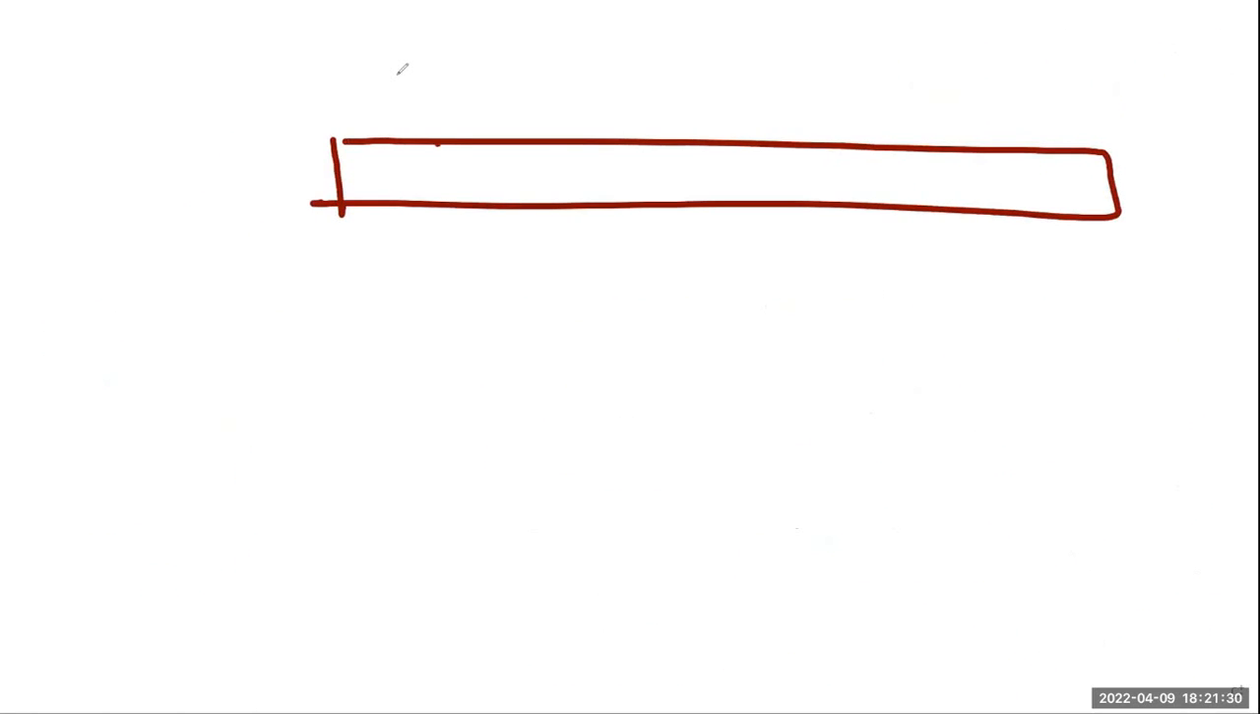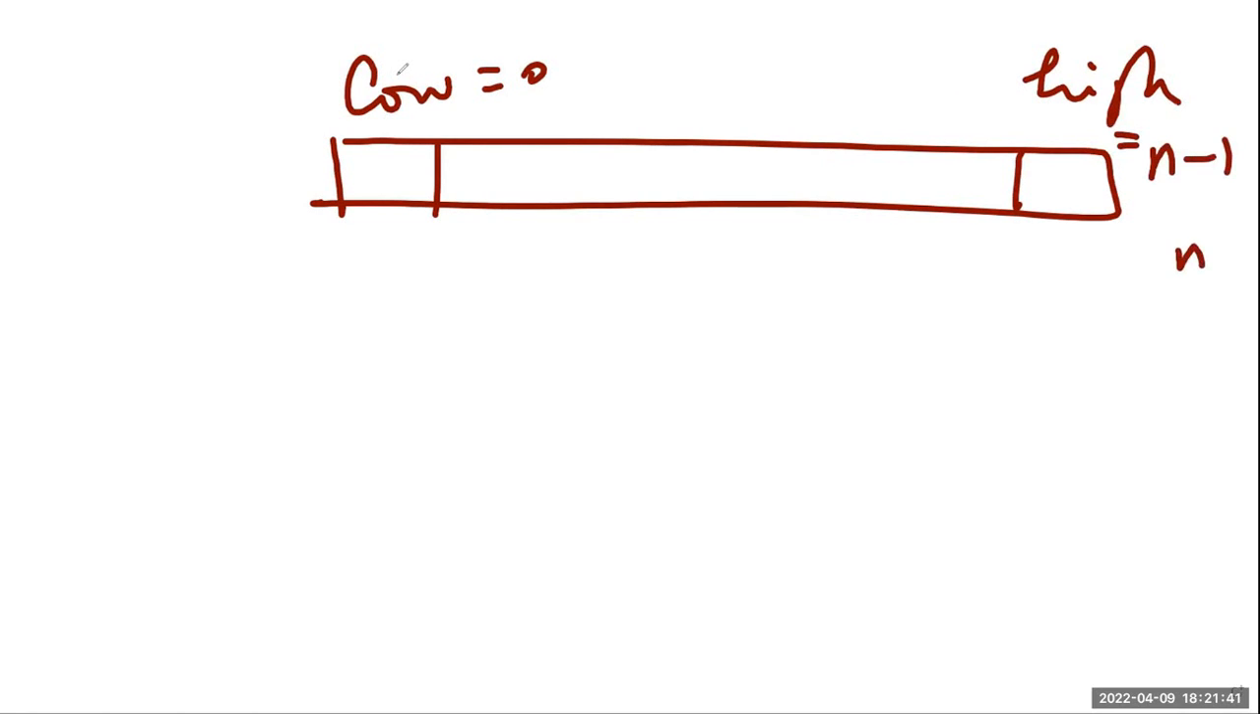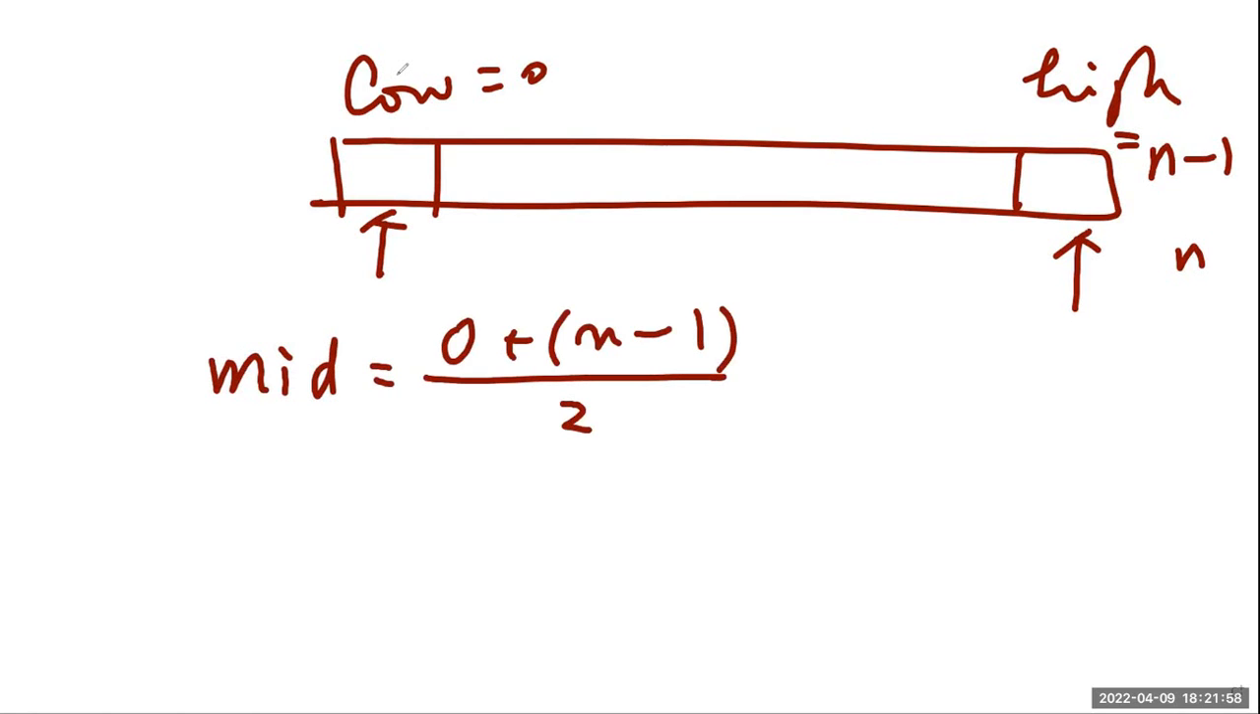How about another system? Here you have low set to 0, and high is the last element, which equals n minus 1, with a total of n elements. So low is the index of the first element and high is the index of the last element. We use these two to calculate the midpoint: 0 plus n minus 1, divided by 2. So that is your midpoint.